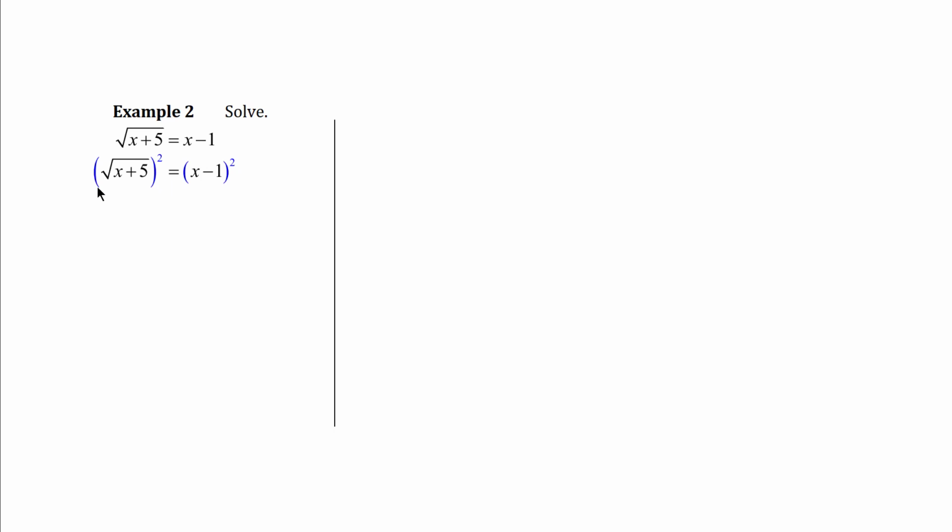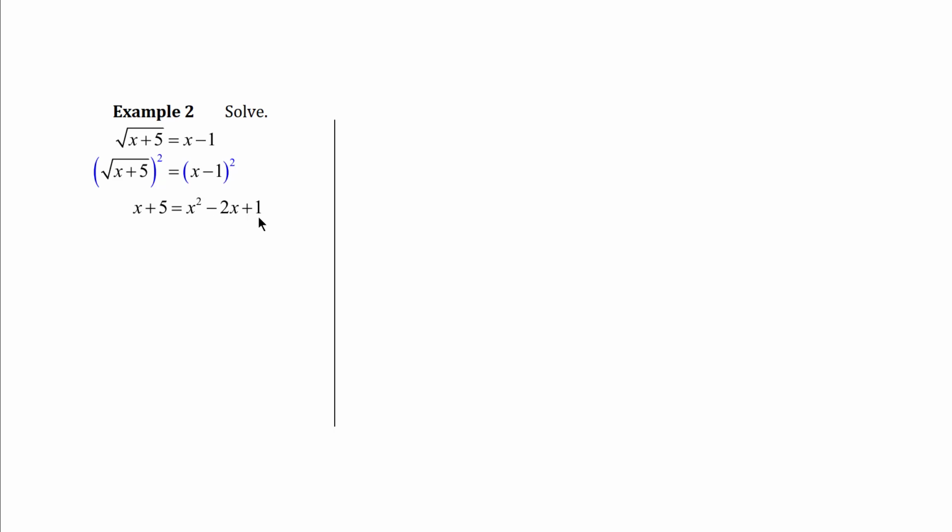So I have parentheses, square root of x plus 5, and a square on the parentheses, equals parentheses x minus 1 and a square on the parentheses. On the left-hand side, the square will get rid of the radical, so the result is x plus 5. On the right-hand side, parentheses x minus 1 squared is a perfect square, so we could just multiply it out using the perfect square formula. This will give us x squared minus 2x plus 1.